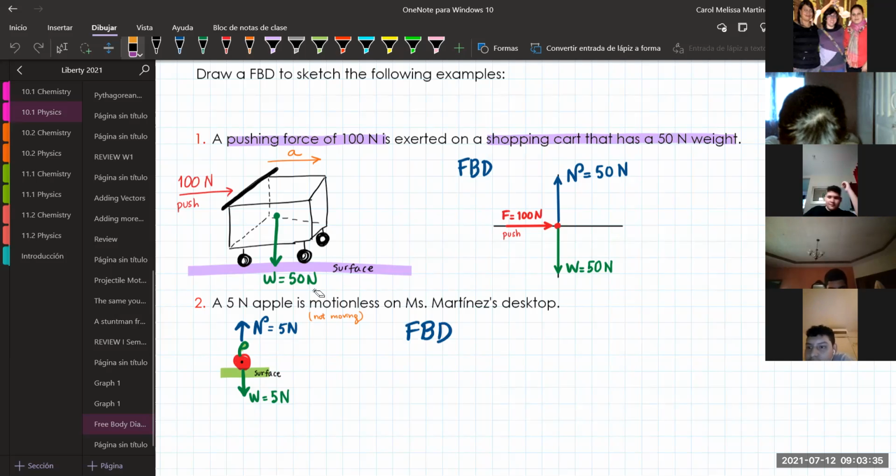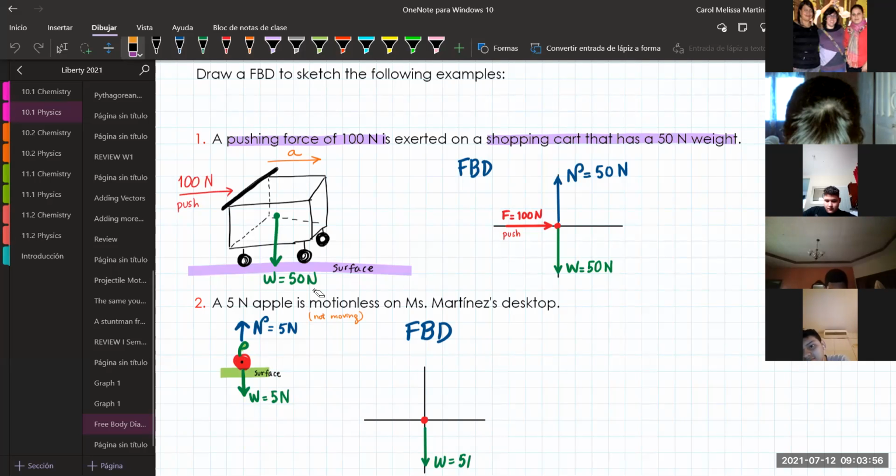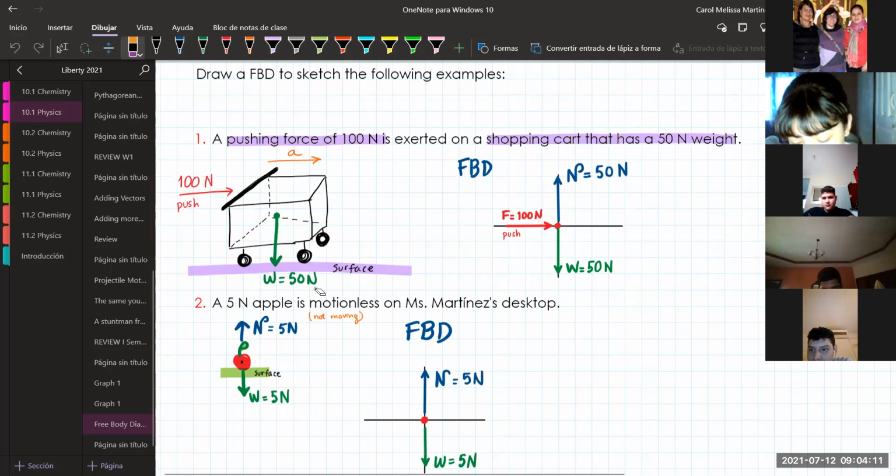in the Cartesian plane. In the center, you have the apple. Coming down, you have the weight. And going up, you will have the normal. Nothing more because the object is not moving. Newton up, no need to include the signs because it is already implicit in the arrow. And that will be it.